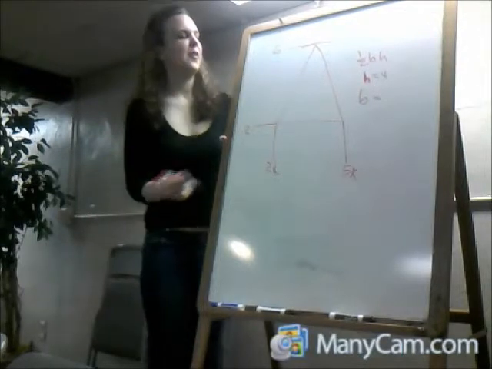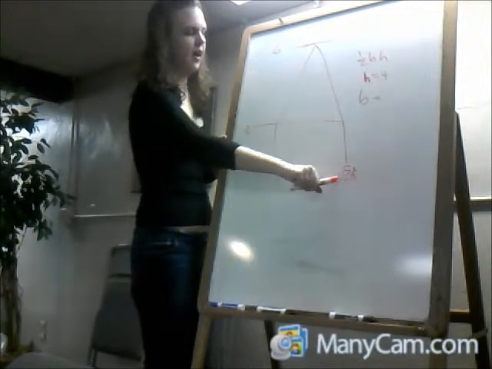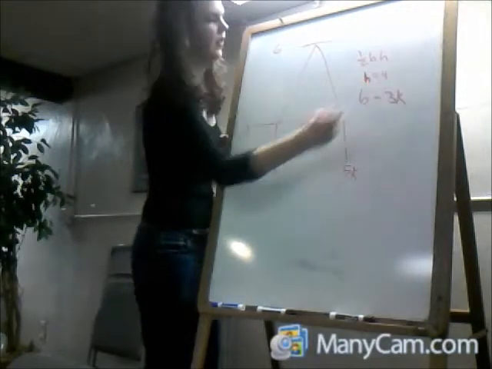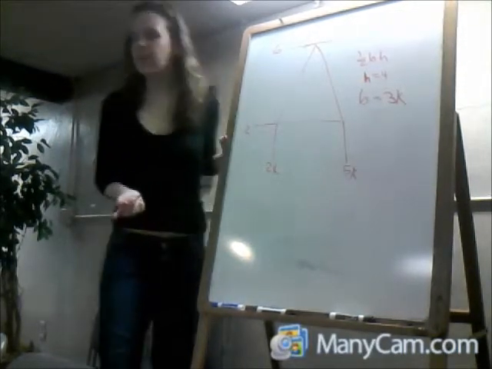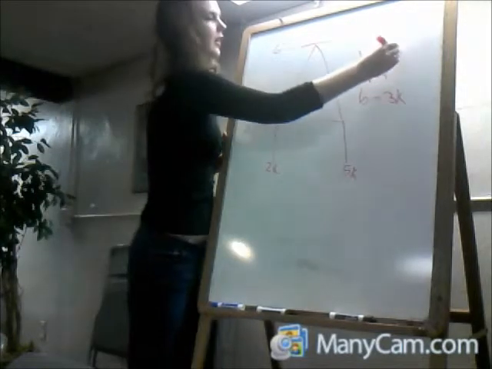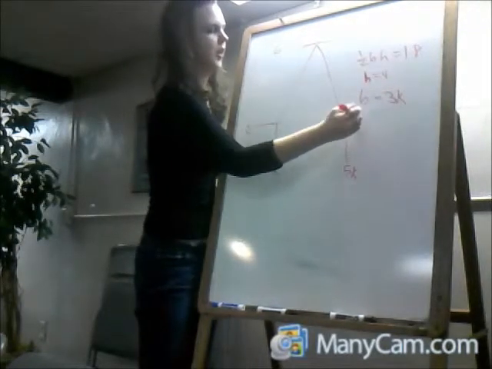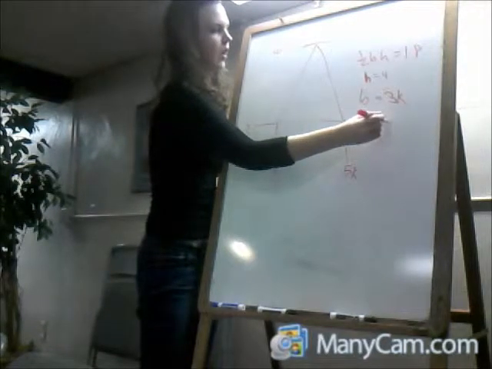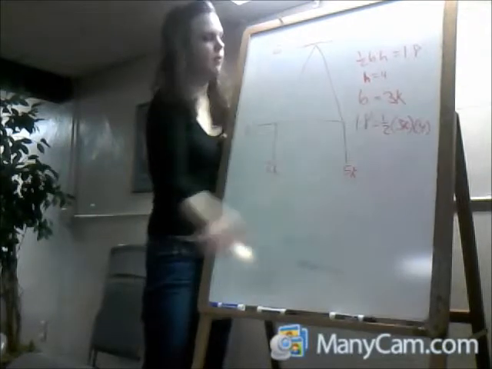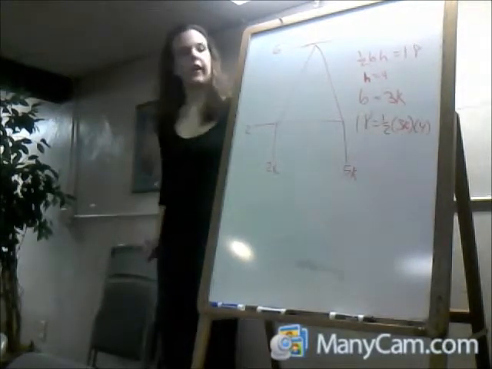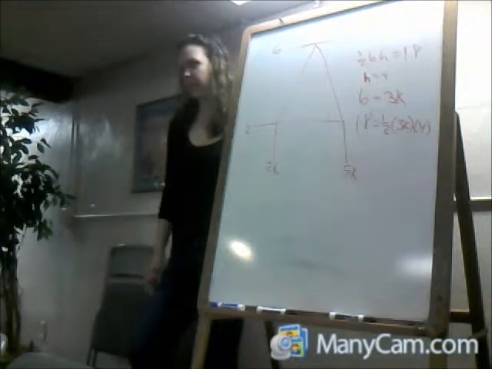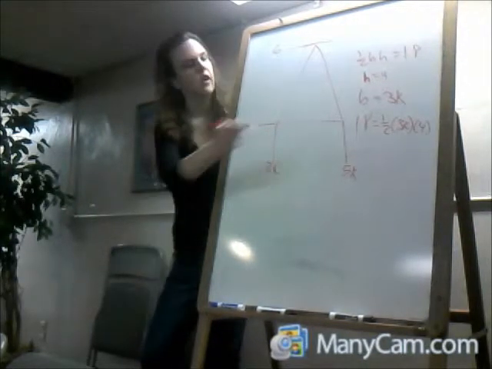Okay, so the base is going to be 5k minus 2k. So that's going to be 3k. And then we're basically using the information they give us, the area is 18. So we're just going to plug in 18 equals 1/2 times 3k times 4, because 3k is the base of the triangle and 4 is the height, and the area is 18. And then we're just going to solve this equation for k.